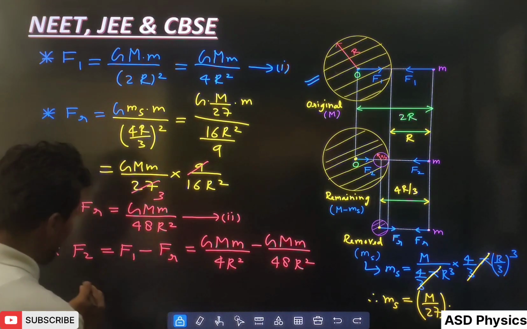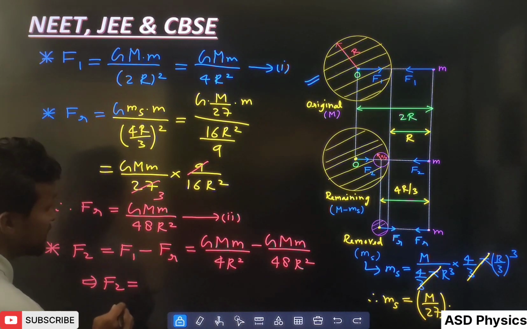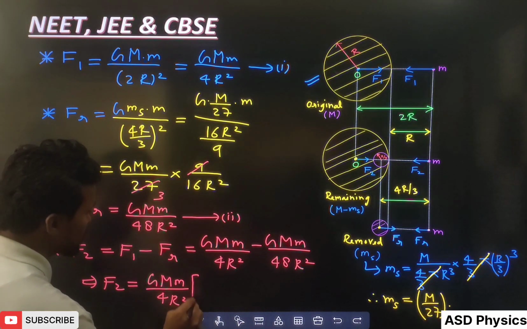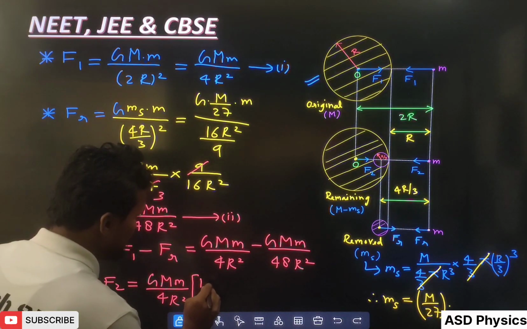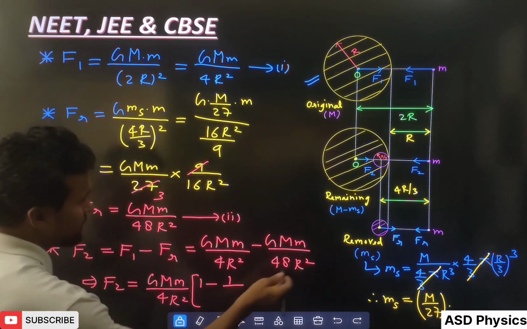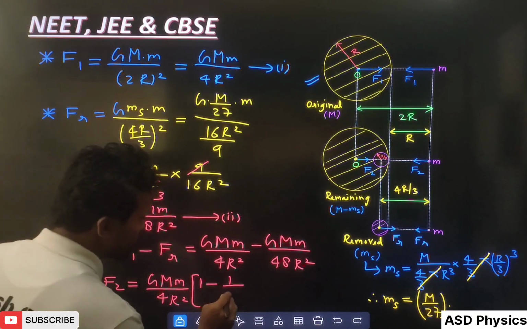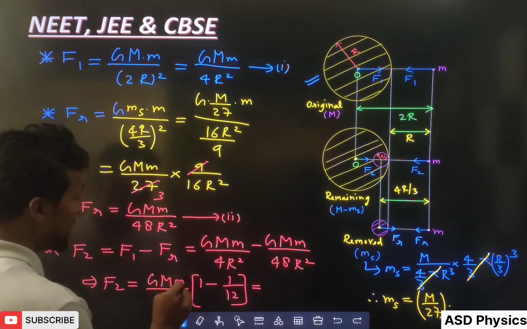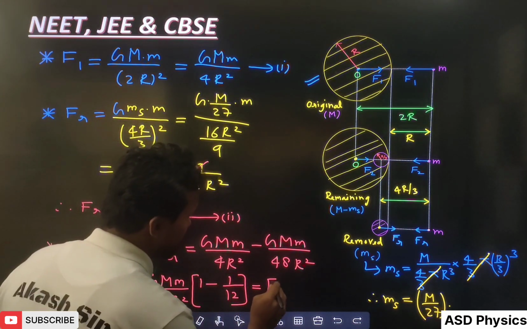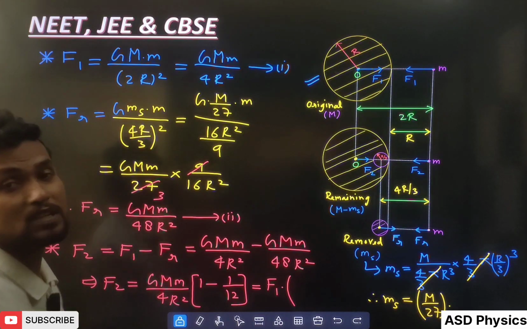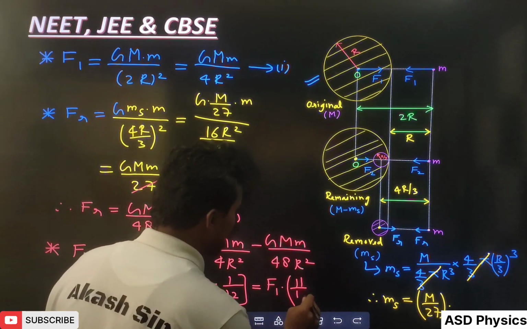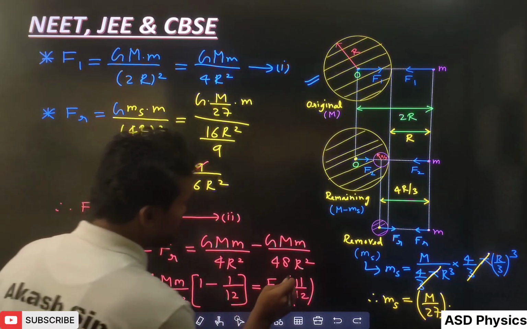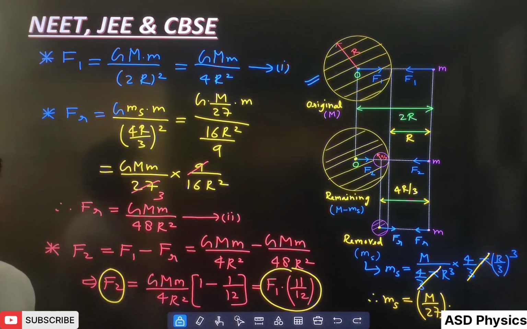Now what we can do here? We can simplify this further. So we can write F2 equal to, just take common, G capital M small m by 4r square. So what will this become? 1 minus, and when from 48 you take 4, it will become 12. 1 minus 1 by 12, is it? So G M m by 4r square is F1 only. And after that, 1 minus 1 by 12 is 11 by 12. So here we can tell very well, this F2 is coming F1 times 11 by 12.